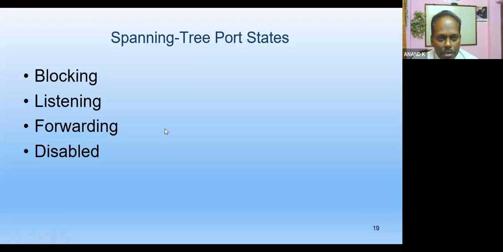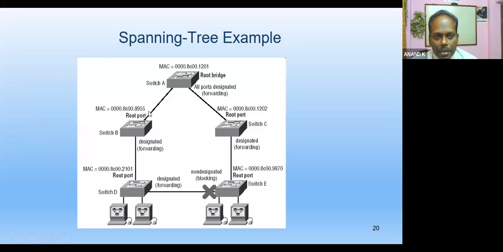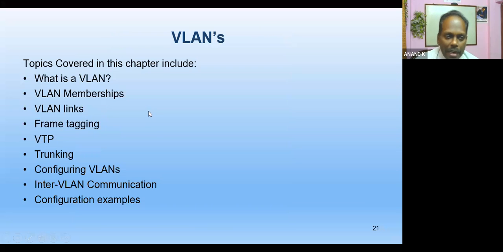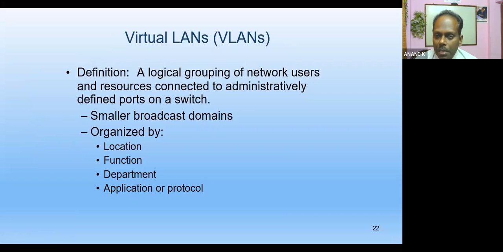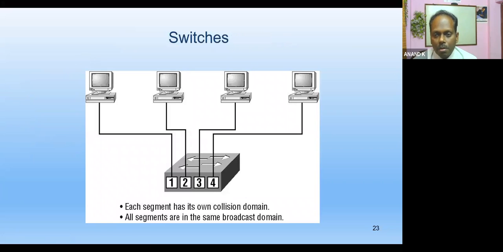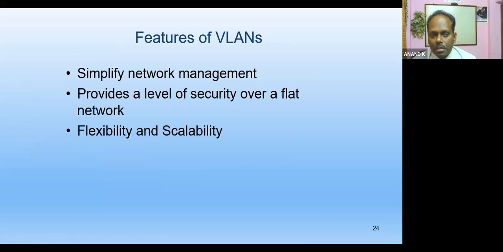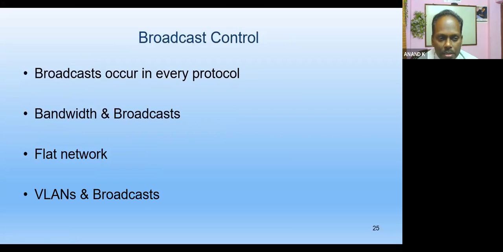These are the four elements which you should understand, including the spanning tree protocol. We spoke about VLANs also. A VLAN is a logical grouping of network devices and resources connected to administrator-defined ports on a switch, based on functions or whatever it is, so we can simplify these things. I'll share this presentation also. You can go through these things.